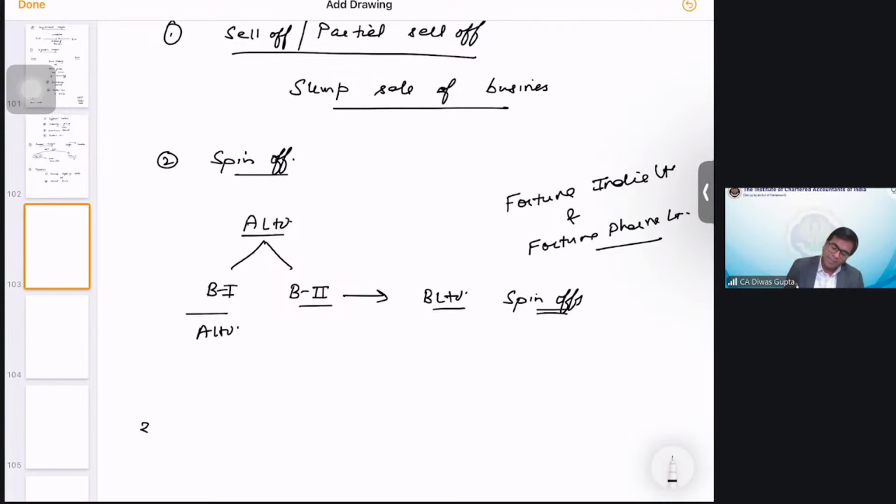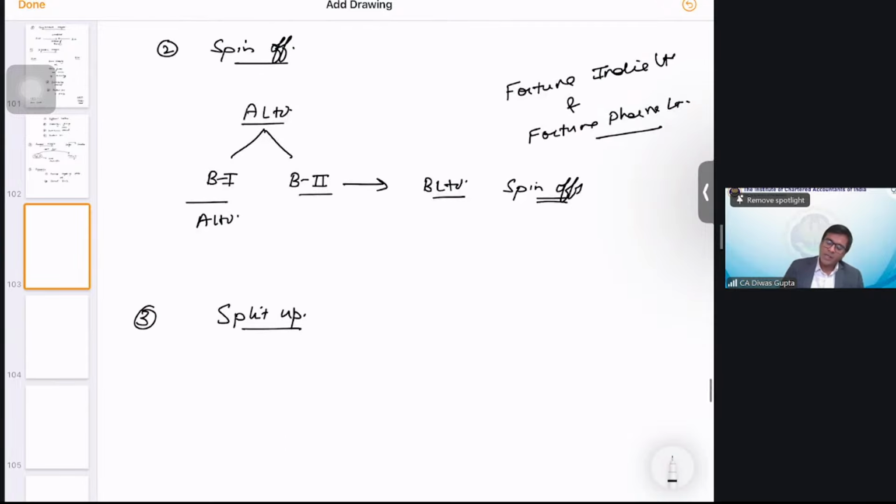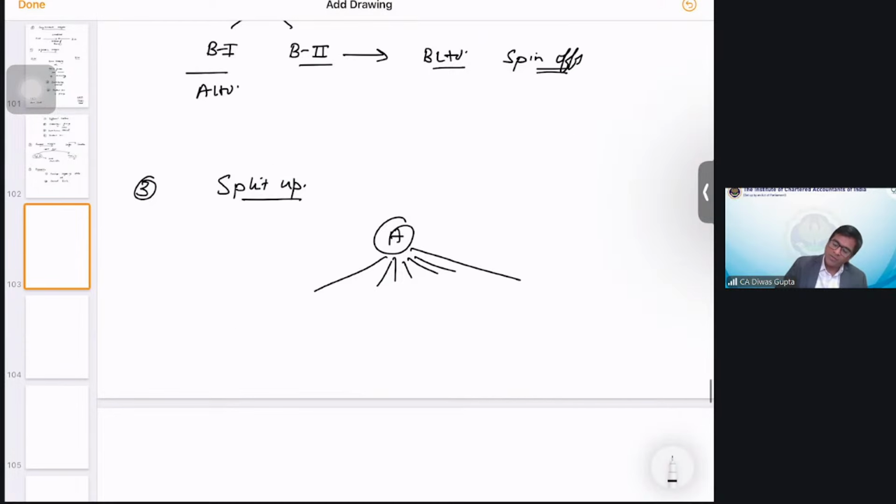Third, split up. Yes, it's like a demerger, Sanjay. Yes. Spin-off is demerger itself. Okay. Split up. Now, split up will mean that there is an entity called A. It gets split up into different companies.